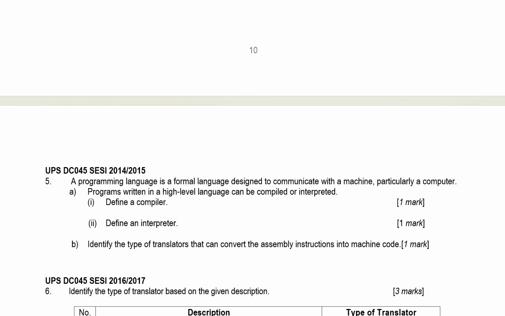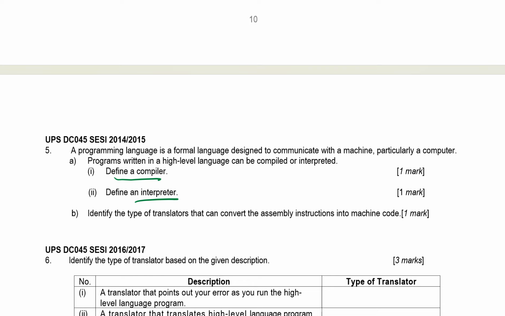Now for question number 5, same as question number 4. Define compiler and interpreter, as I told you before. So you have to know the difference between compiler, interpreter, and assembler. You start with a program. A compiler is a program that translates an entire statement written in high level language into machine language. How about interpreter? A program that translates a program statement line by line at a time, written in high level language into machine language. Okay, next.